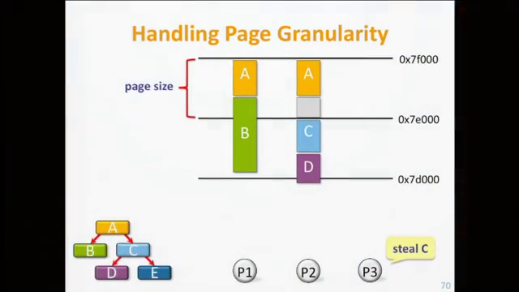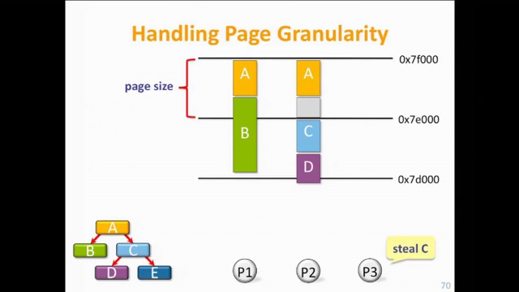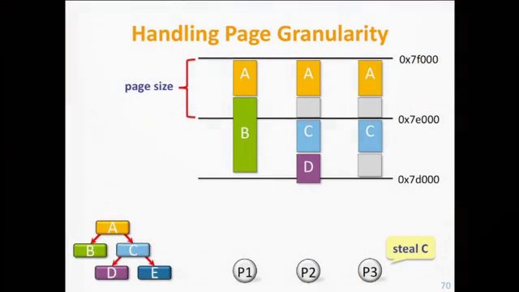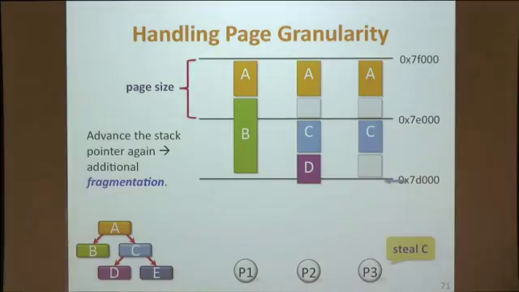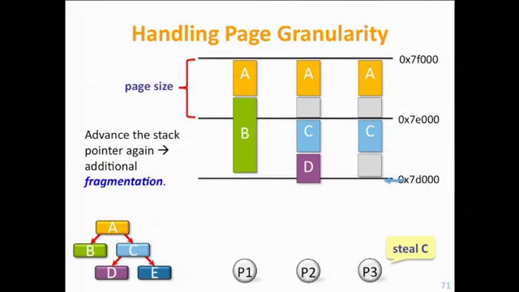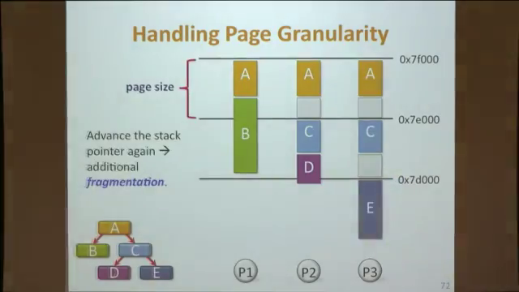Similarly, for P3, if it steals C, again it maps the pages where A and C reside into its own Cilk-M region. And again, inevitably, it's going to map part of B and D. So before it resumes execution, it needs to advance the stack pointer to the next page boundary, which creates additional fragmentation.